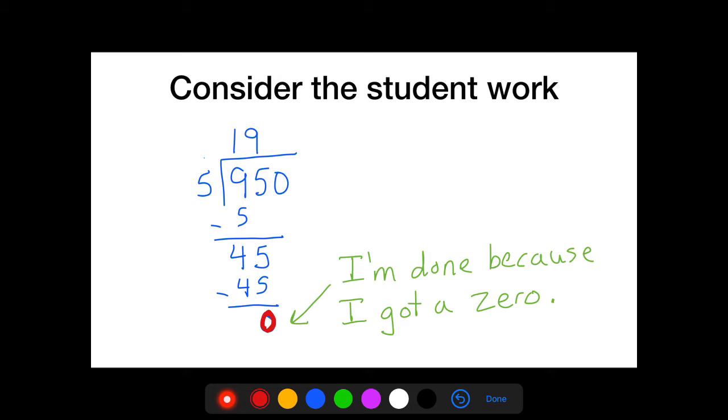Eventually, we'd have to look at how the standard long division algorithm works and how to work this problem all the way to the correct answer. Or we could teach an alternate algorithm such as the scaffolding algorithm. But before I got into algorithm details, personally, I would ask the student, does 19 make sense? So helping them develop number sense of, did I get a reasonable answer?